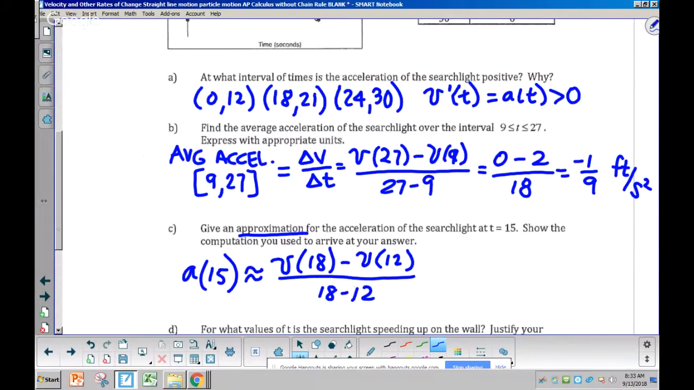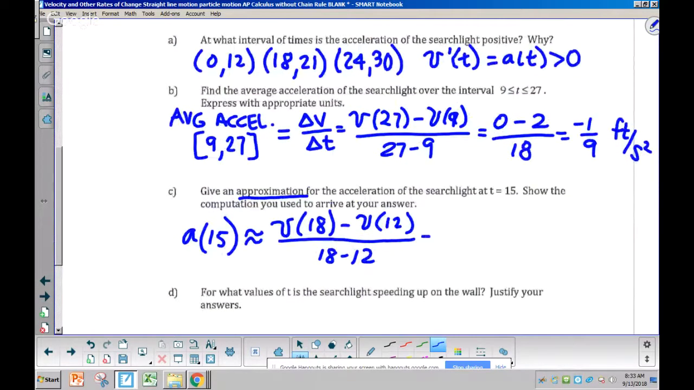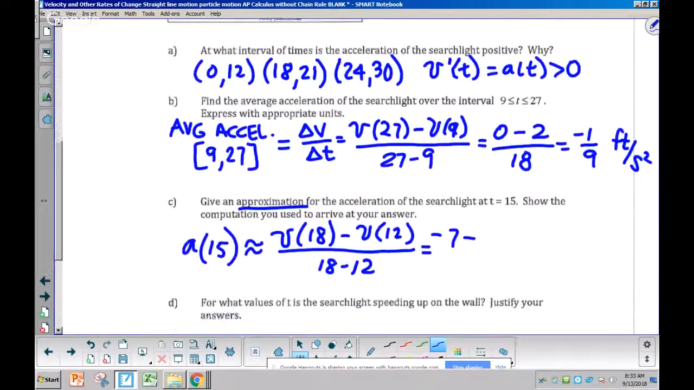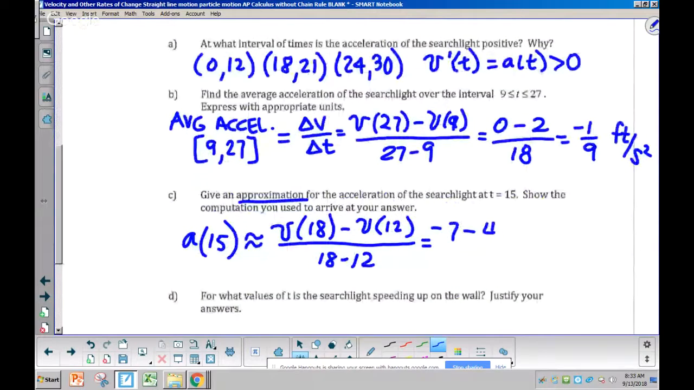So let's do, what's v of 18? It says -7. Minus v of 12. What? It's 4? Okay, I should trust you guys, sorry. Over 6. So this is -11 over 6 feet per second squared. Now, did I expect a negative answer here? Yes, because the slope is negative. Good.